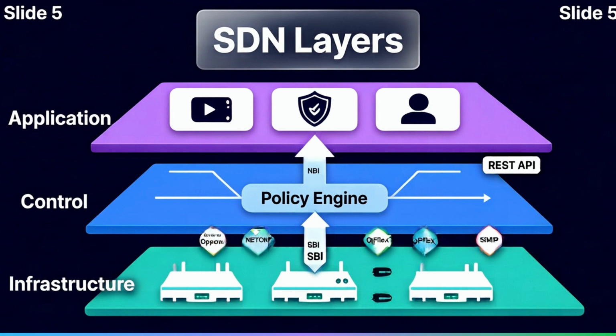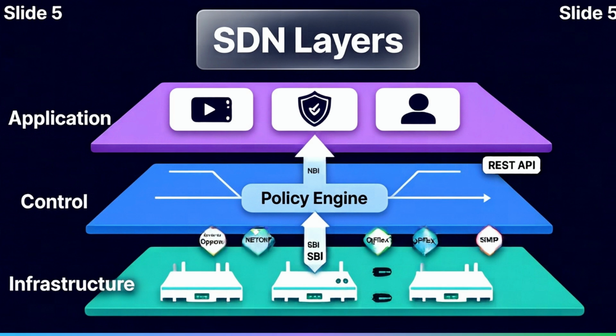Between application and control is the northbound interface, or NBI. It commonly uses REST APIs over HTTP. Between control and infrastructure is the southbound interface, or SBI. The SBI can use OpenFlow, NetConf, OpFlex, or established management protocols such as SSH and SNMP. Northbound is application to controller. Southbound is controller to devices.